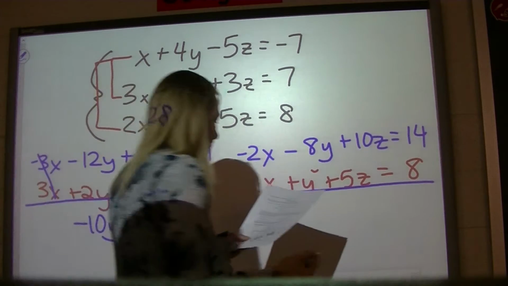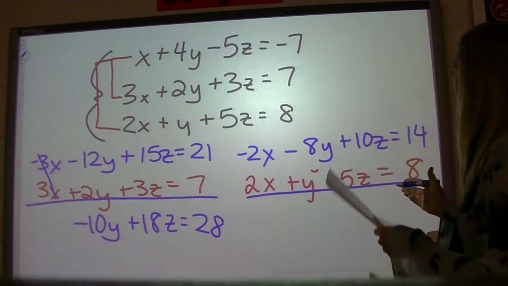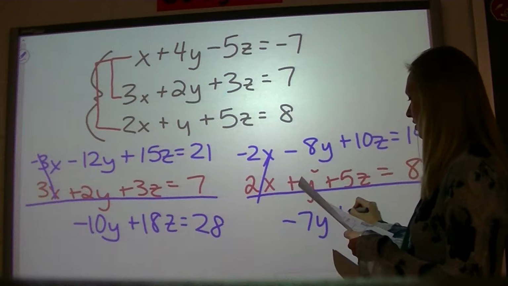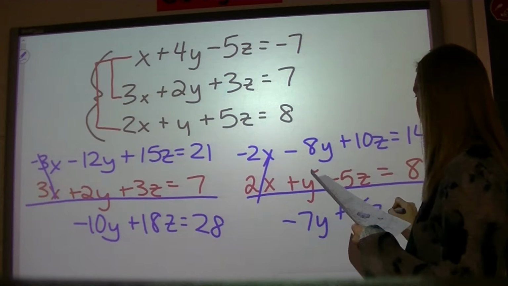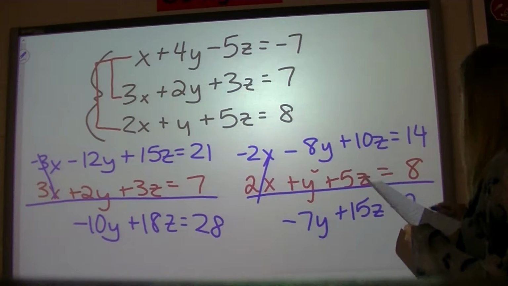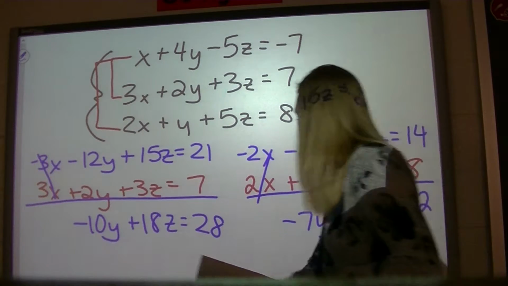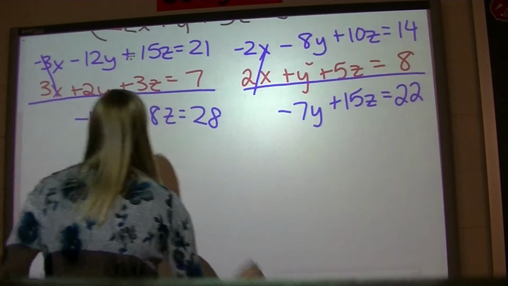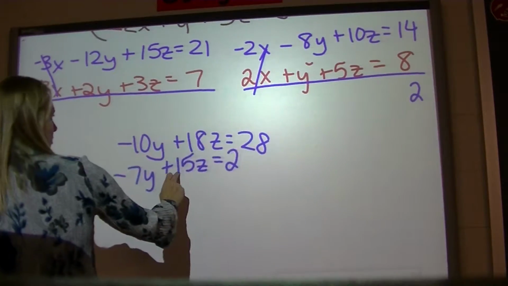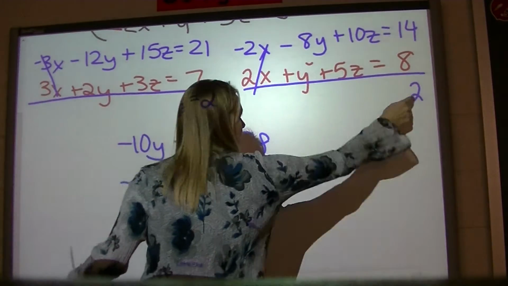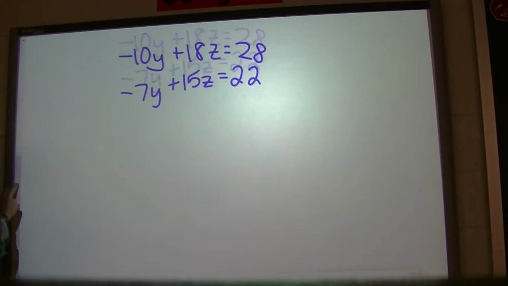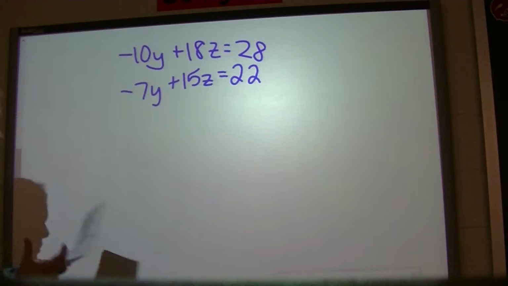And then here, this will eliminate and we'll have negative 7y plus 15z equals 22. Okay, so now again, just like the last example we did, we write our system. Here's our new system of just two variables. So now we need to solve that.